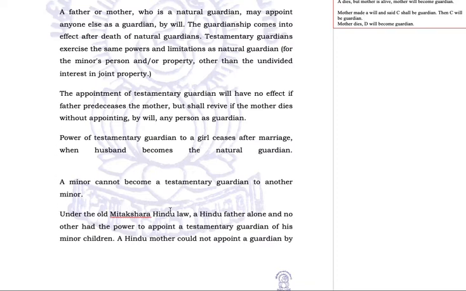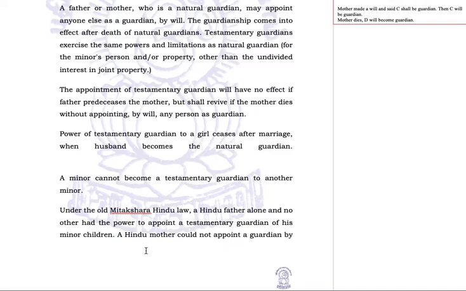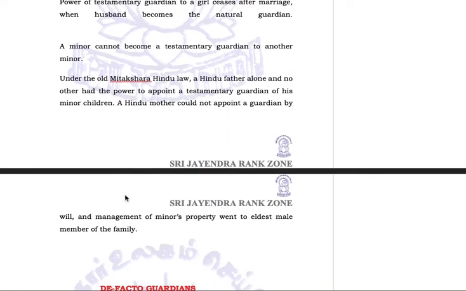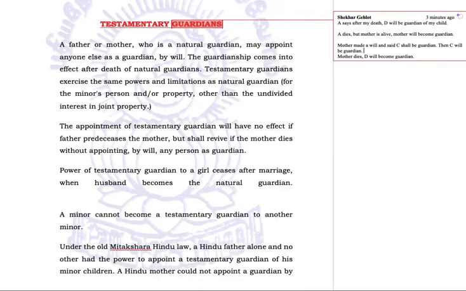Under the old Mitakshara Hindu law, a Hindu father alone and no other had the power to appoint a testamentary guardian of his minor child. Under the old Mitakshara law, mother did not have any power to appoint a guardian. Only a father had. Okay? Hindu mother could not appoint a guardian by will, and the management of minor's property went to the eldest male member of the family. Okay, management remained with the male members only. If the father has died, whatever male member is left will have the guardianship. But now the law is changed. Law now allows mother to act as a guardian and also to appoint a guardian by will.